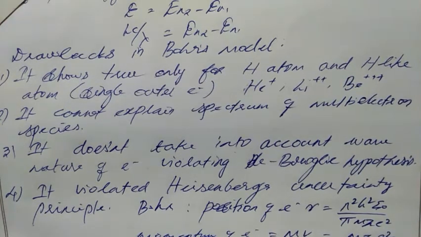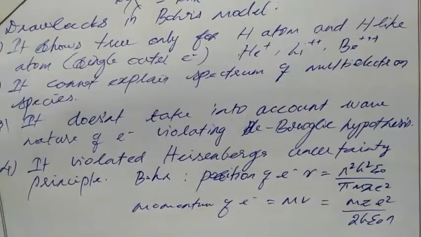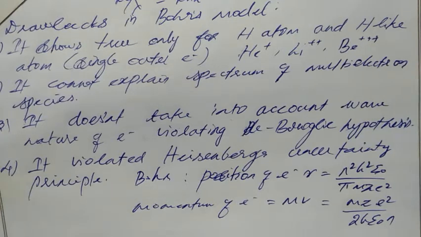z e square divided by 2h epsilon naught n. So by Bohr's atomic model, we can find both the position of the electron as well as the momentum of the electron. But according to Heisenberg's uncertainty principle, we cannot find both values at the same time. So Bohr's atomic model violated Heisenberg's uncertainty principle.